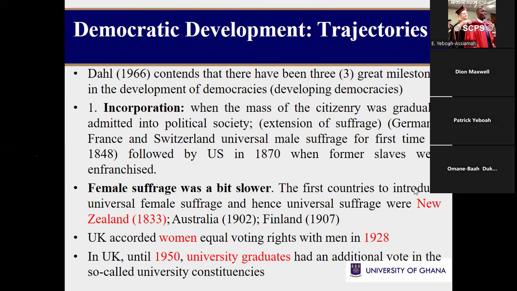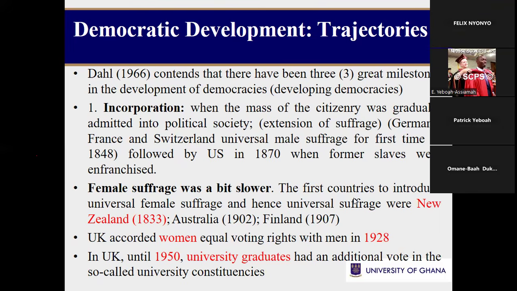Now, female suffrage was a bit slower. The first country to introduce universal female suffrage, and hence universal suffrage, was New Zealand. Note New Zealand very well. New Zealand is an ancient democracy. It was the first to introduce universal adult suffrage, because before then, all the males had been incorporated. So by the time it allowed females in, clearly it was universal adult suffrage, followed by Australia and then Finland.